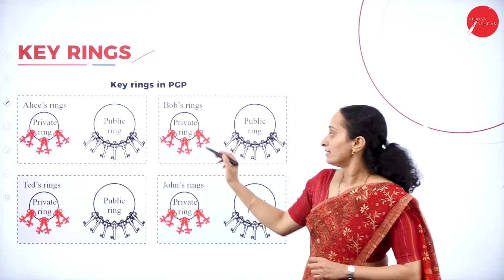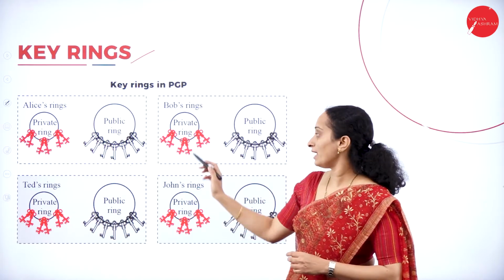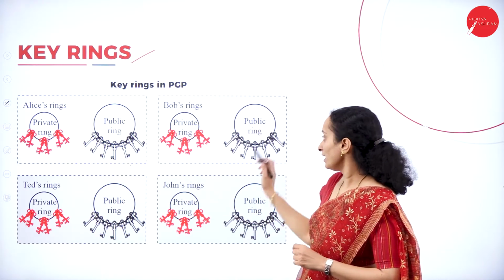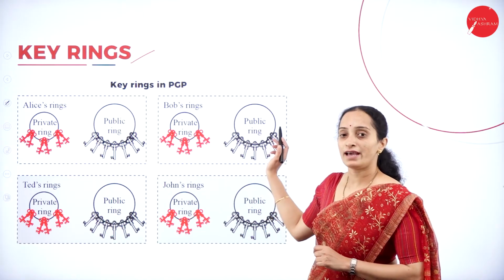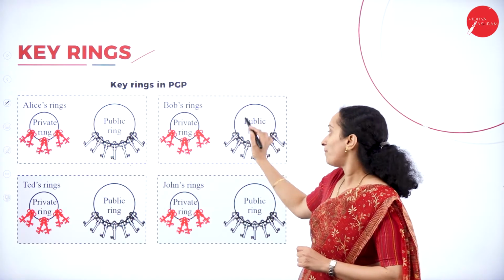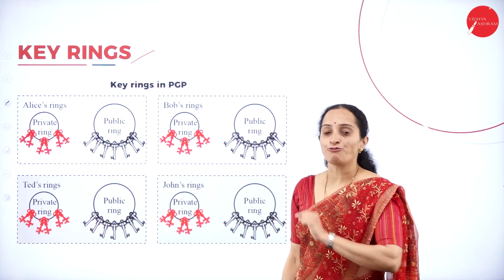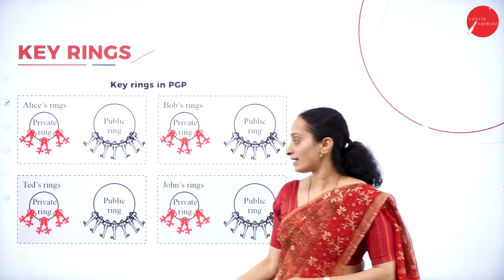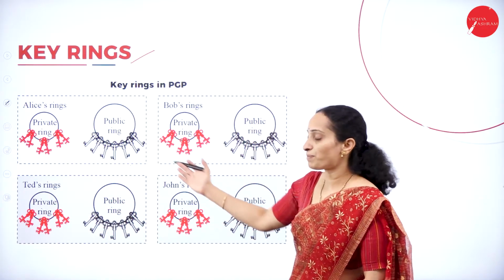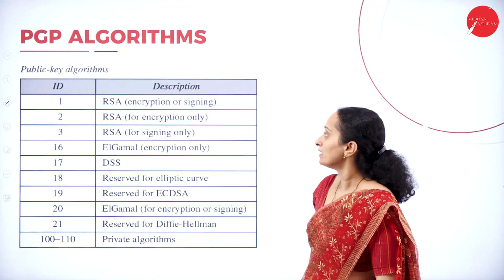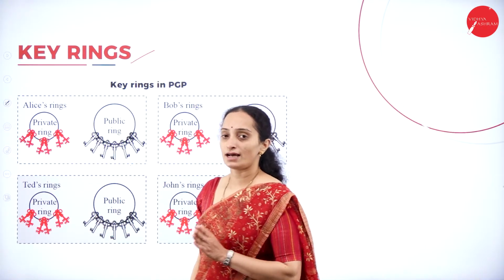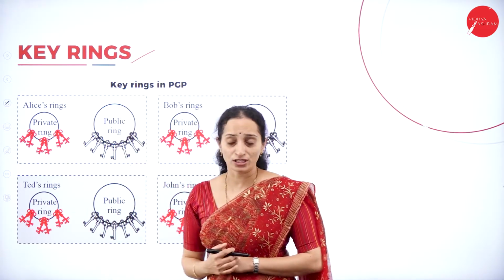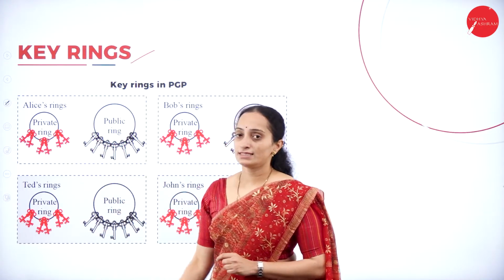Bob also has a different private-public key pair, which is included in a private ring, and then we have the public ring, where Bob stores the public keys of the other receivers. Same with all the other systems. They use one private ring and another public ring. How is the user going to use these rings?